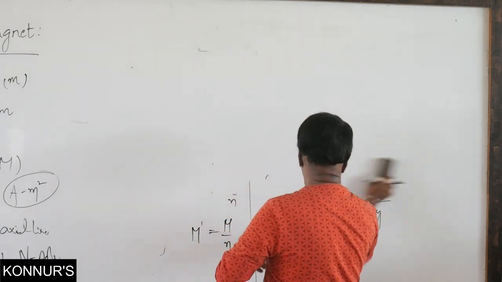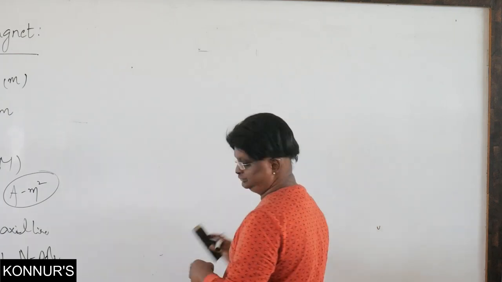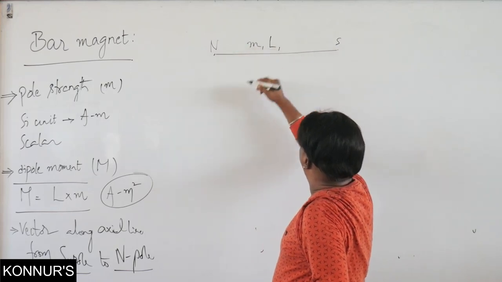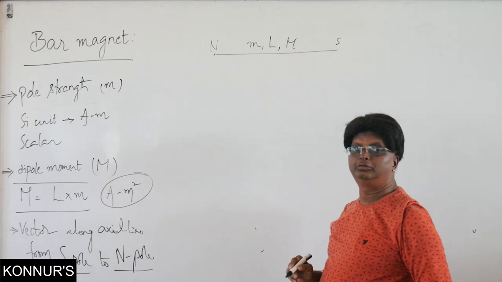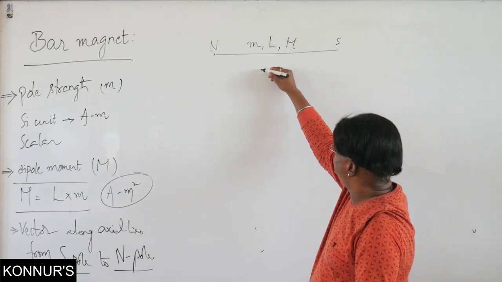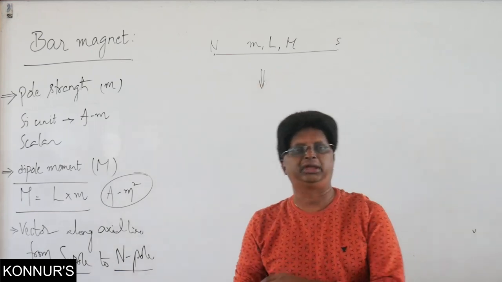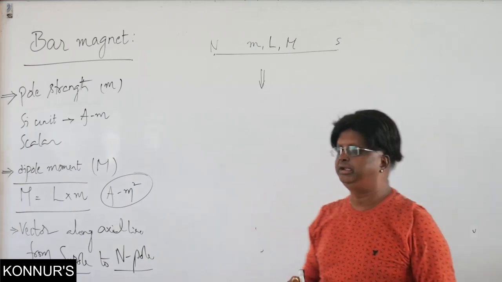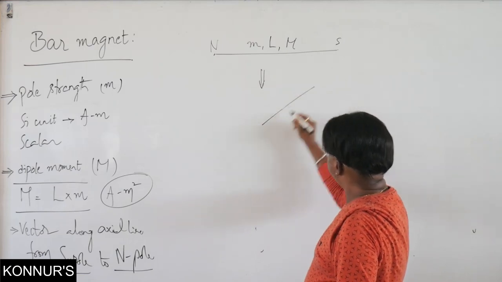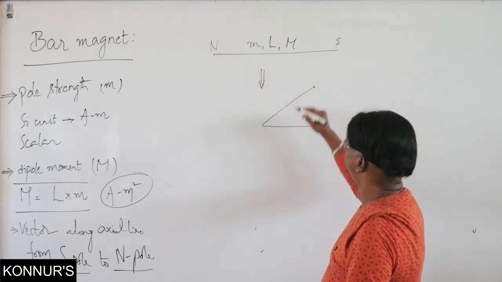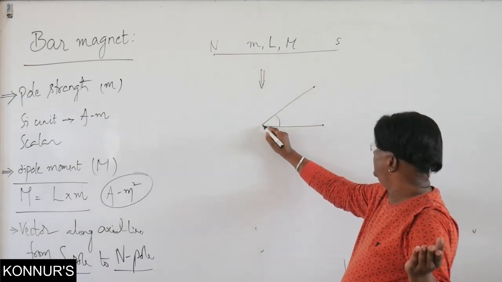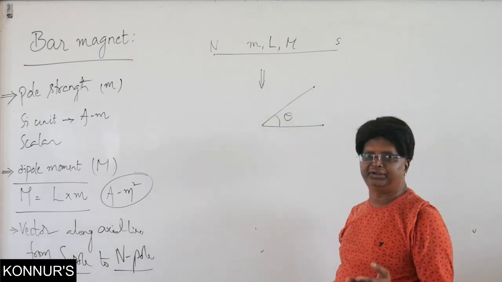Suppose we extend our discussion to bending of magnets. North pole, south pole, small m the pole strength, L the magnetic length, the dipole length, and capital M the dipole moment. This is a straight needle, a straight magnet. Now suppose we bend it, and there are different possible cases. I'm just trying to show you two to three different ways. Suppose it is bent at the center like this. When it is bent at the center, the length of each part becomes L by 2, and the angle made by the two parts at the center is theta, suppose.